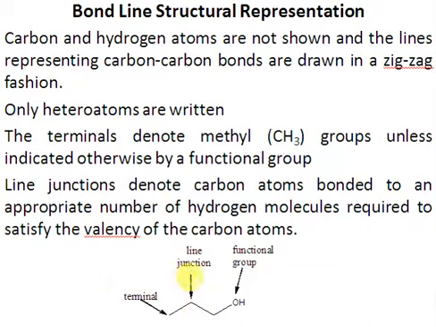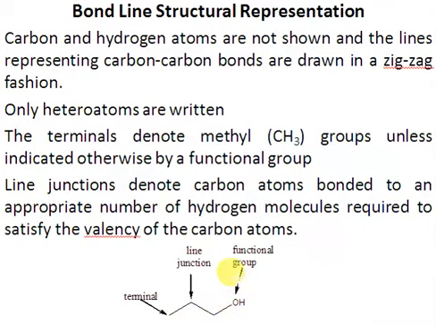So whenever there is a line junction, you should know that at the line junction there is a carbon, and you have to just count the bonds of this carbon. So this carbon is forming 2 bonds, and 2 more will be hydrogen. Similarly, this is also a line junction. So at this line junction we have carbon, and you can satisfy the valency by adding a sufficient number of hydrogens in order to make the valency of carbon up to 4, right? So here we have a functional group here, right?